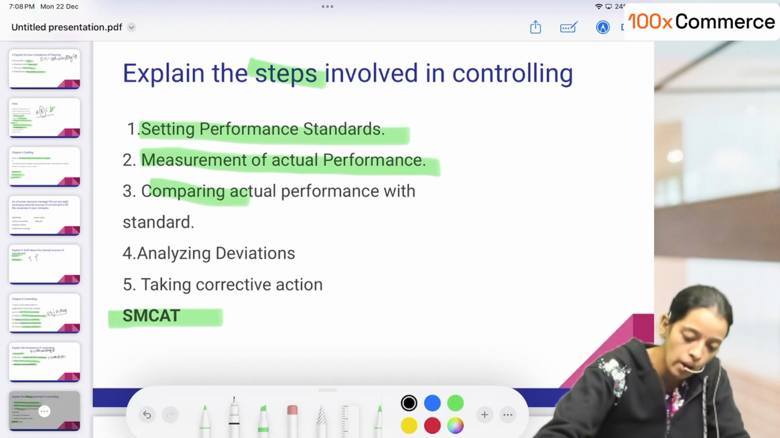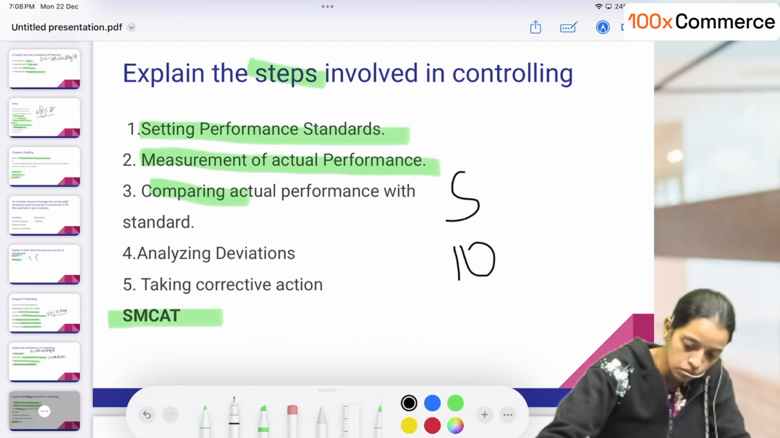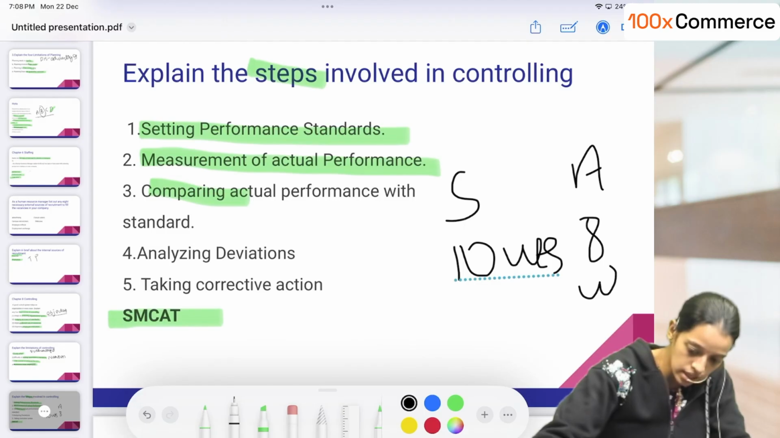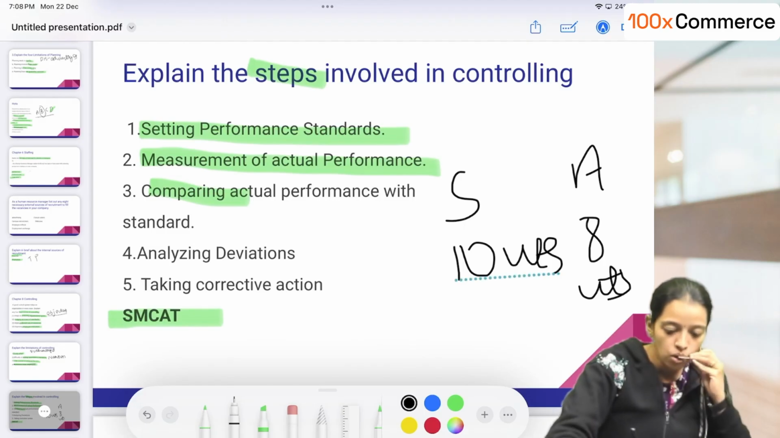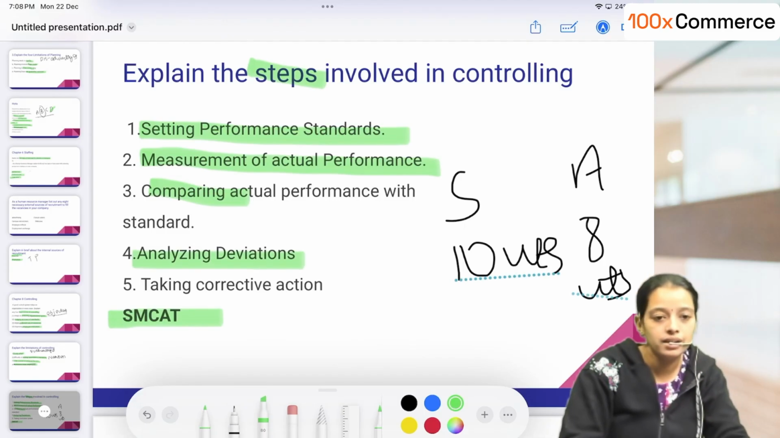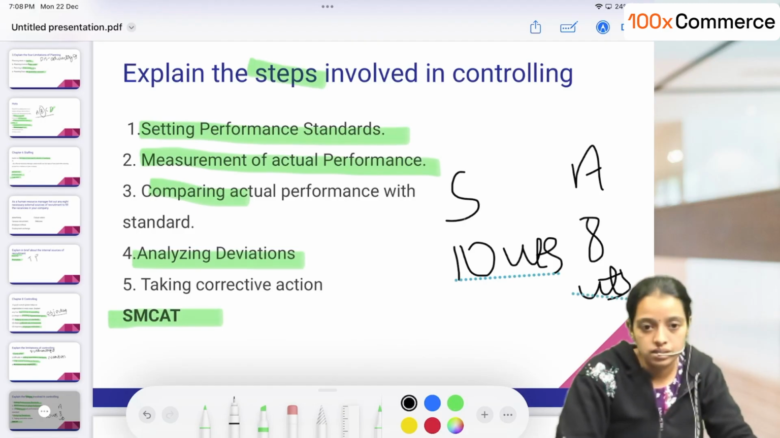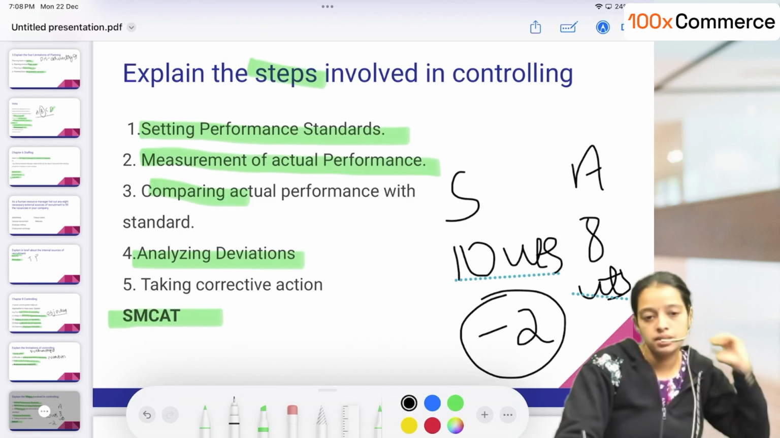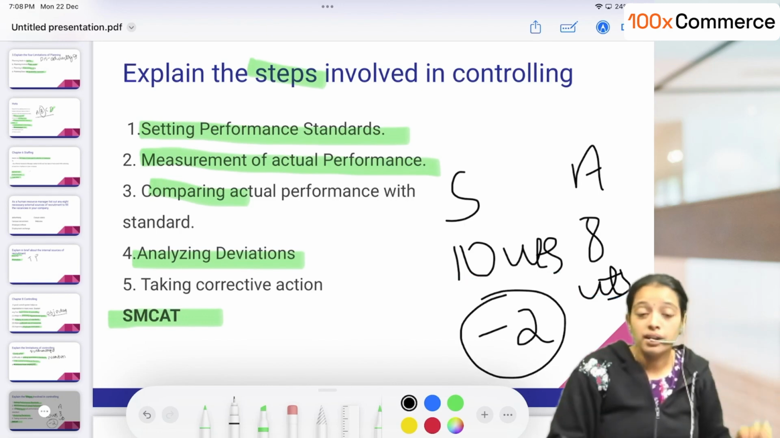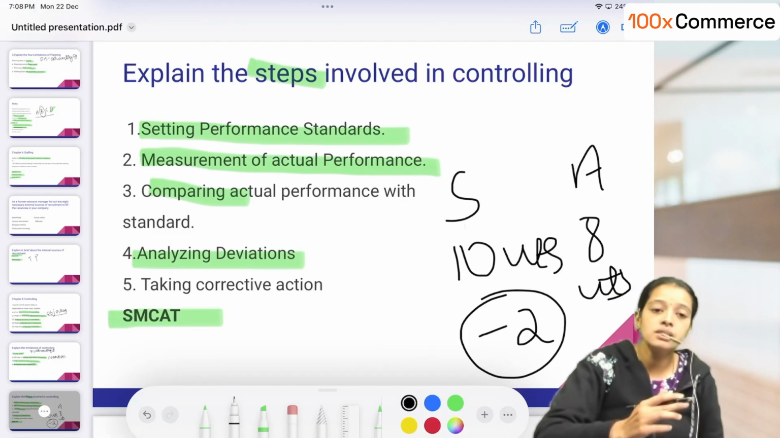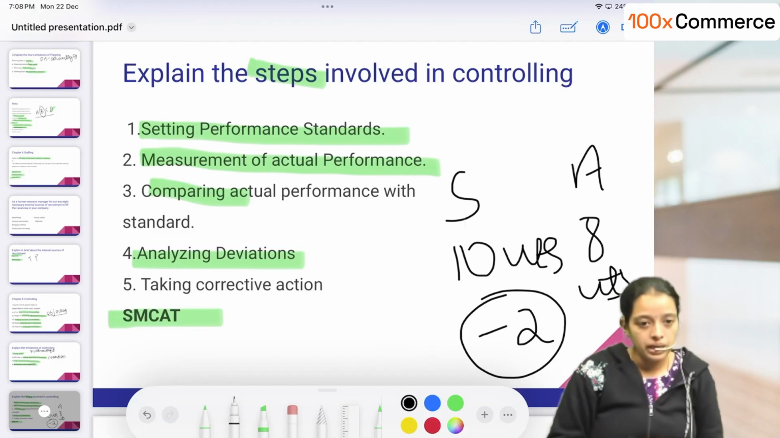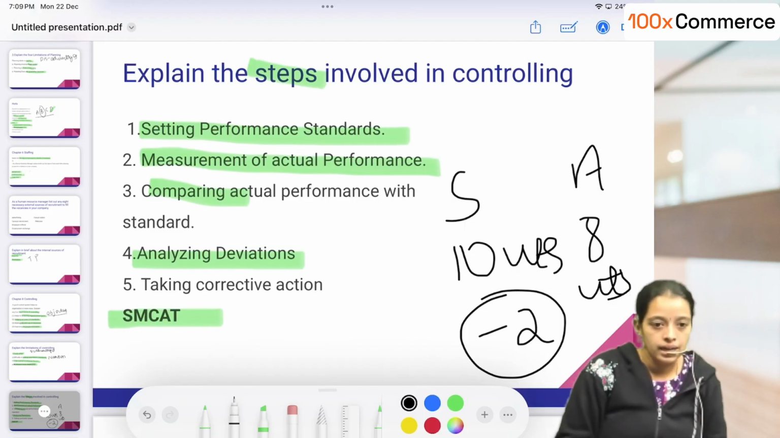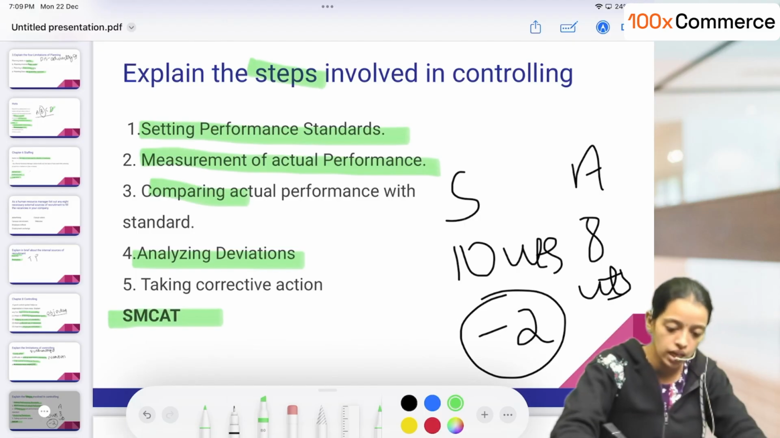Say for example now, if the standard that was set was 10 units per day and the actual output has come only as 8 units per day, it means what? There is a deviation. Deviation means what? Differences. Correct. By how many units there is a difference? By 2 units there is a difference. So why this deviation has happened? Why this difference has come? That has to be analyzed. What problem has arisen in the workplace? That has to be analyzed. That is analyzing the deviation.